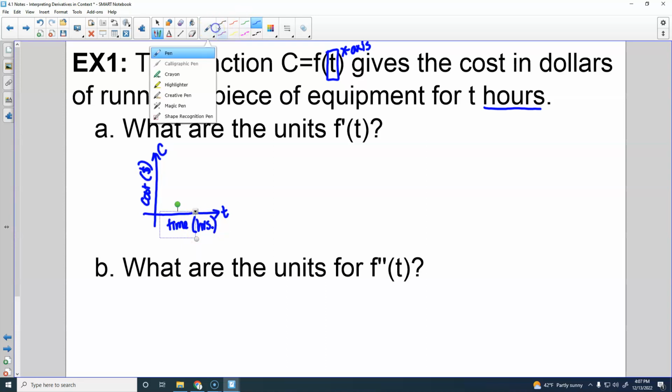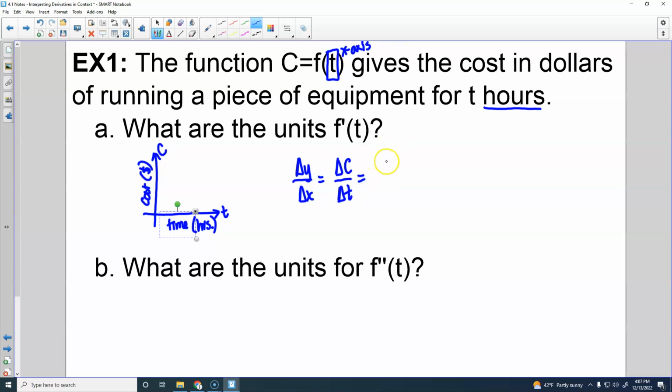And so when we're thinking about the units for f prime of t, it's going to be change in y over change in x. So this would be for the graph of the cost here. When we take that derivative, it's change in y over change in x. In this particular case, that is change in c over change in t, which is going to be the cost in dollars per hour. So dollars per hour would be our unit here. So the derivative tells you the rate of change in dollars per hour.